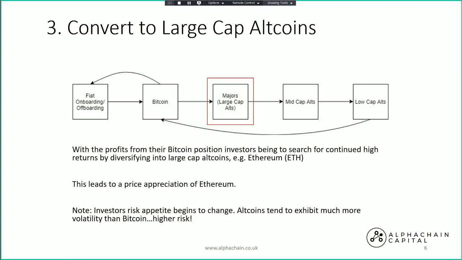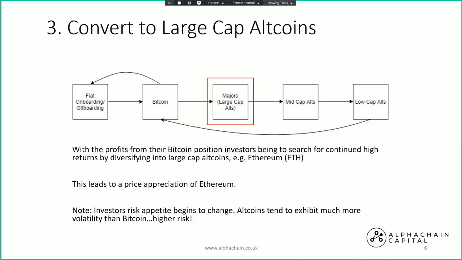Next is when investors will convert to large cap altcoins. So with the profits from a recent uptrend, investors search for increased returns and look to diversify into altcoins. Ethereum is usually the greatest beneficiary of this flow, being the largest altcoin by market cap.